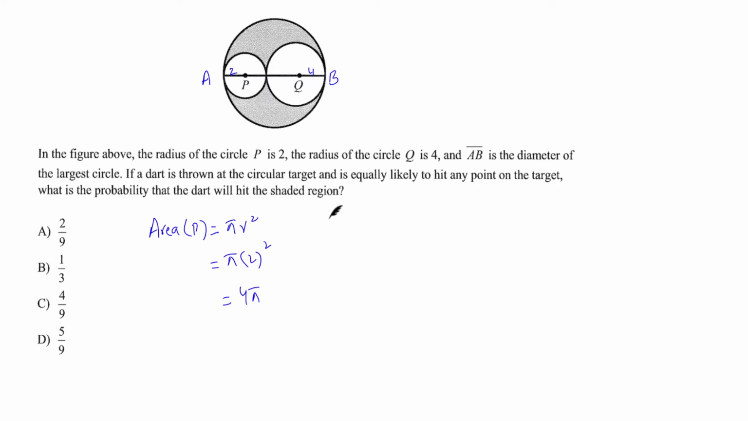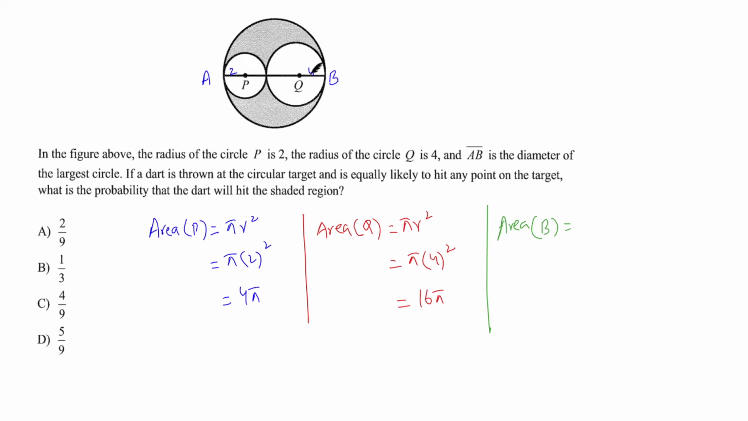Then we have circle Q. What's the area of circle Q? That is pi r squared again. What's r in this scenario? We've got 4, that's already given to us. So pi into 4 squared, we have 16 pi. Now we need to calculate the area of the bigger circle, and the diameter is already given to us, that is AB. So the area of, let's say, the bigger circle, I'm just calling it B.